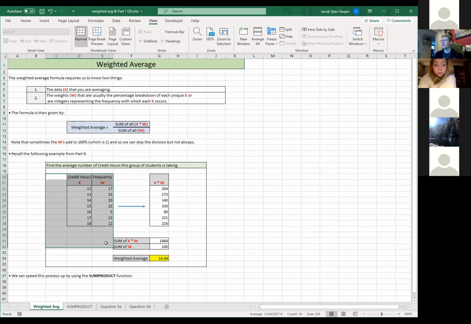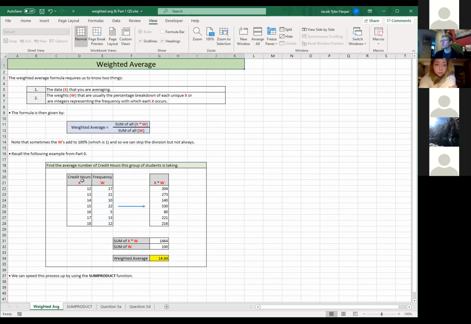For example, if I was looking at this credit hours homework question, the credit hours are my X's, that's what I'm averaging. The weights would be the frequencies. These tell me how often these particular credit hours occurred. And so I do what I mentioned above. I multiply each pair of X times W. I add up all those products, those pairs of multiplication. I also add up the weights, although the question told you this, so I didn't have to do this, but that tells me there's 100 of those things. And then finally, I divide these two. And that's how a weighted average works.